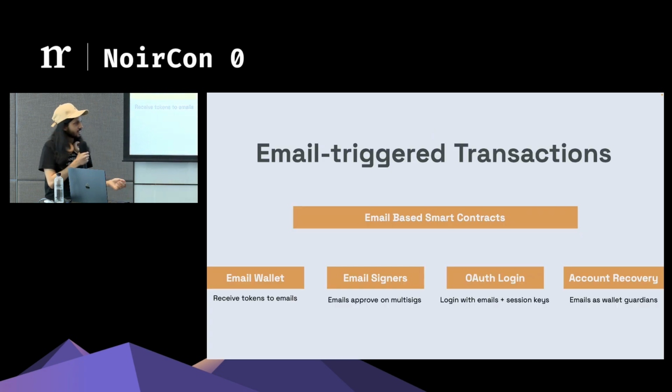And the final thing is you can use either the JWT flow or the email reply flow to trigger transactions. You can have an email-based smart contract that will enable things like receiving tokens directly to an email address, having emails directly approved on multisigs, logging in with emails and having that be session key based, and using your emails as wallet guardians.